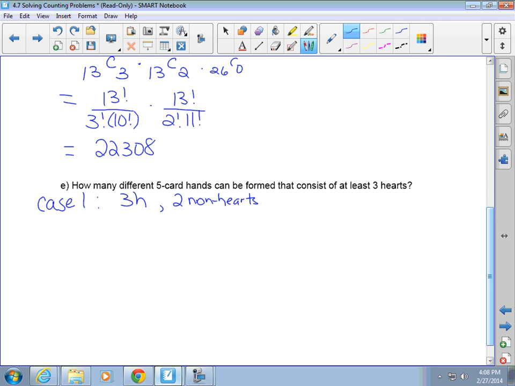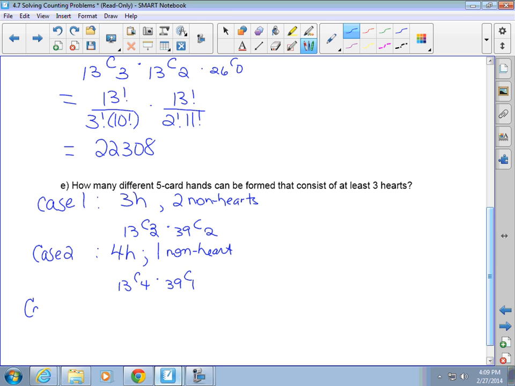In that case, we would have 13 choose 3 times 39 choose 2. Case 2 is if we have 4 hearts, so that means we have 1 non-heart. So that is going to be 13 choose 4 times 39 choose 1.